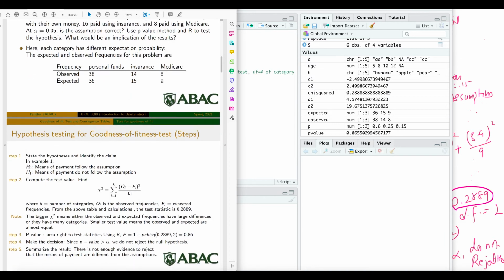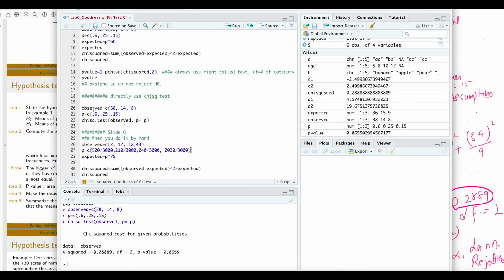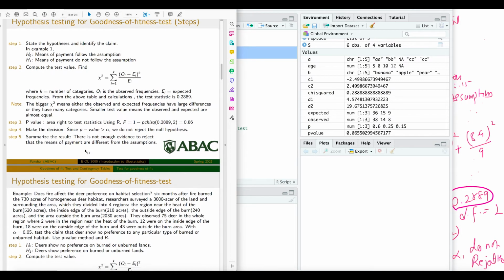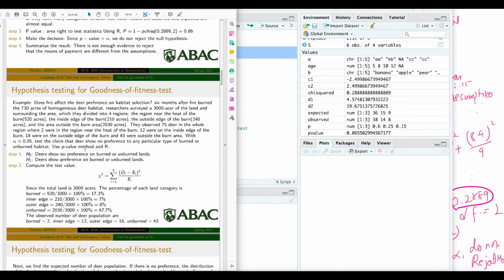Okay, guys. So this is how you use R directly to test the hypothesis of whether the observed values, or observed frequencies, in categorical data follow the expected probabilities, expected percentages, or expected values, or not. All right, so let us do another example here.